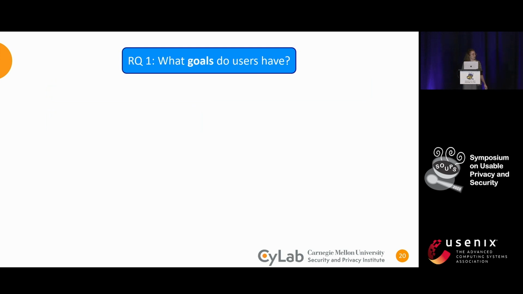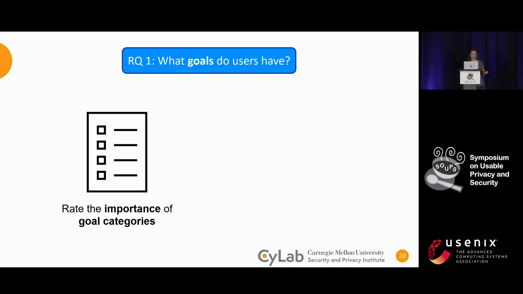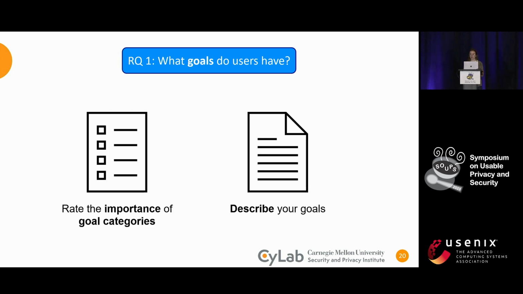Now, like I said before, we started by asking about our participants' home automation goals. We asked them both to rate the importance of some goal categories we've written for them, and we also asked them to optionally describe their own goals in their own words. And despite marking this question optional, 84% of people did give us interesting responses.